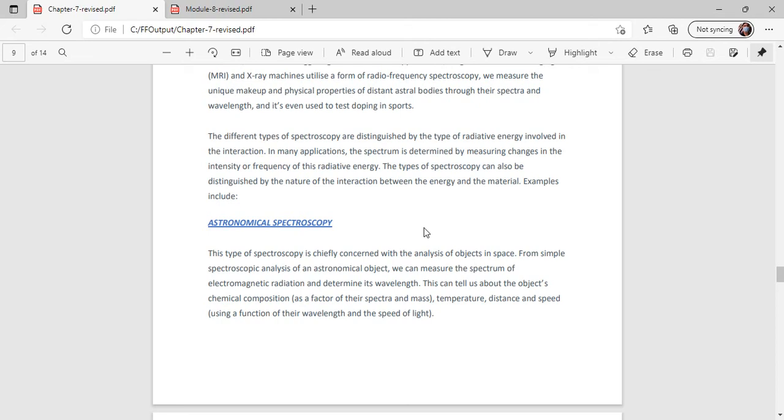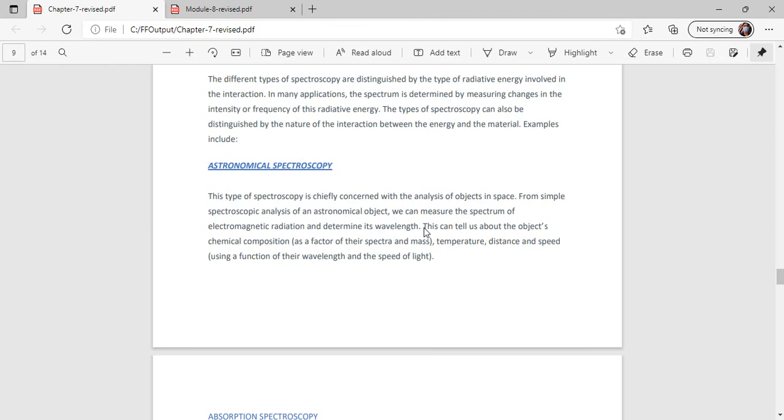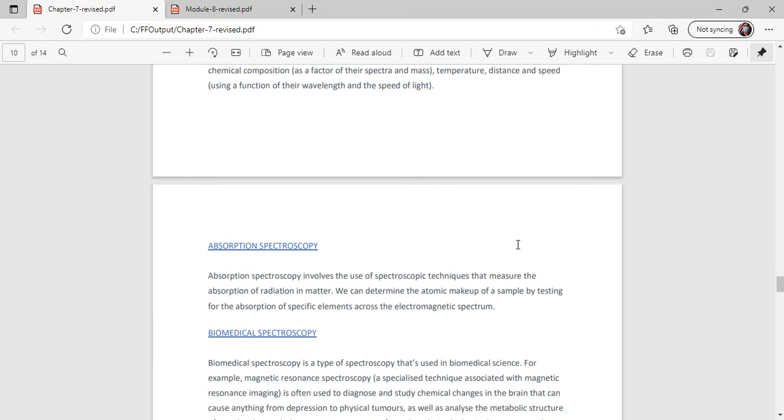For example, you have here your astronomical spectroscopy. This type of spectroscopy is chiefly concerned with the analysis of an object in space. For example, with spectroscopic analysis of astronomical objects, we can measure the spectrum of electromagnetic radiation and determine its wavelength. It can tell us about the object's chemical composition, as much as iyang a factor of their spectral kag mass. Also, temperature, distance, kag iyang a speed, using the function of the wavelength as the speed of light.